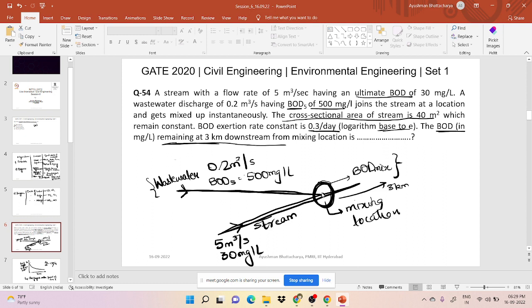Now, at first, the approach should be to calculate the ultimate BOD of the wastewater, because for the stream they have mentioned the ultimate BOD. However, for wastewater, they have mentioned the BOD 5. First, we will calculate the ultimate BOD of wastewater. Using that ultimate BOD, we will calculate the BOD ultimate at the mixing location.